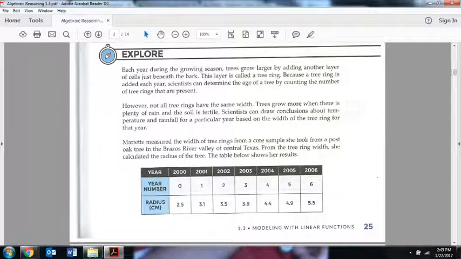Alright, this is Algebraic Reasoning 1.3, Chapter 1.3. We are modeling with linear functions. So we're going to take the equations we've done so far, and we're going to build equations based upon real-world data.